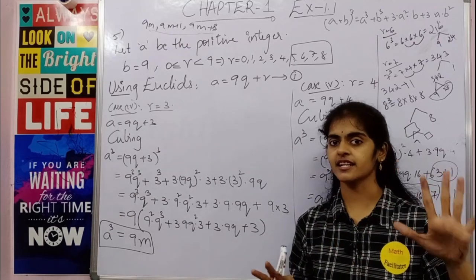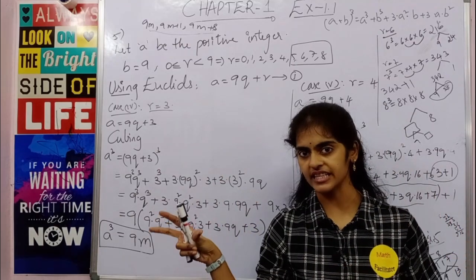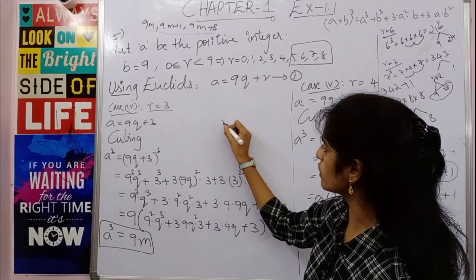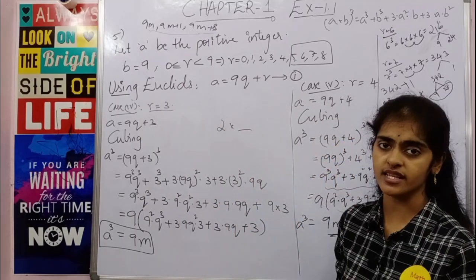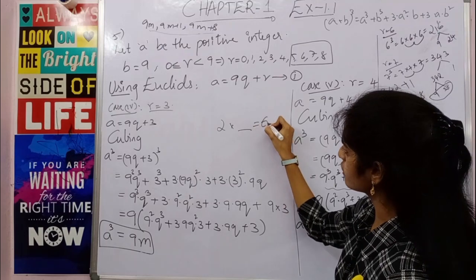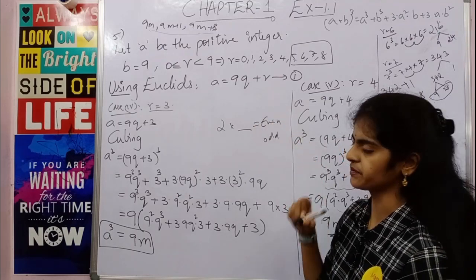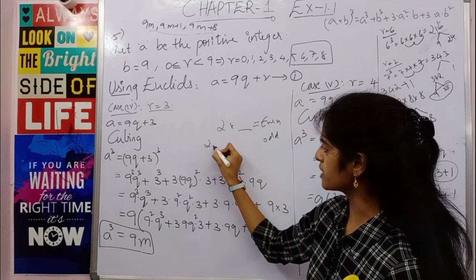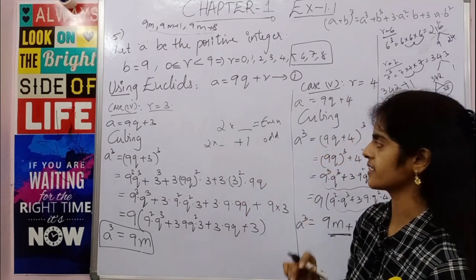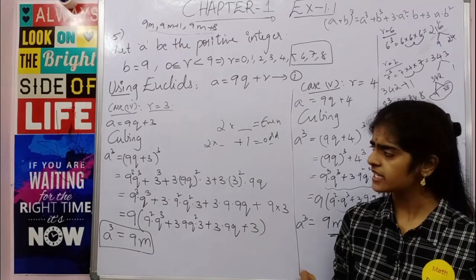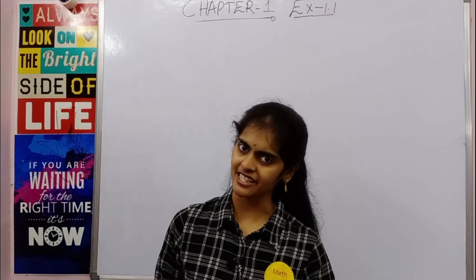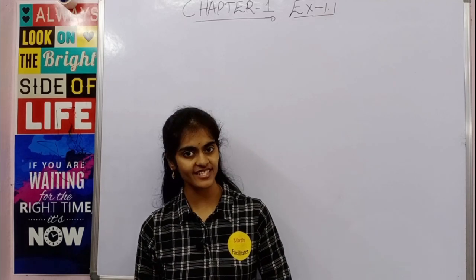If they are just asking you whether it is an even or an odd integer, you will not square or cube, just try to convert it into the form of 2 into something. As I told you, 2 into something will easily tell you whether it is even or odd. Okay, so if you get a multiple of 2, it is even. If you get a multiple of 2 plus 1, that will be odd. Okay, these are the different models which we have done in this exercise. So I hope this exercise is clear for you, and I suggest you practice it once.